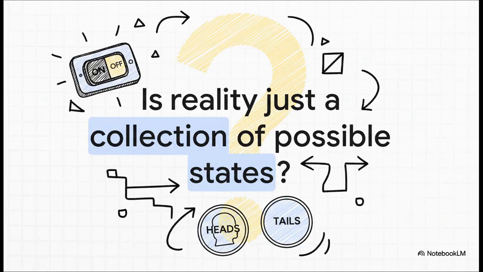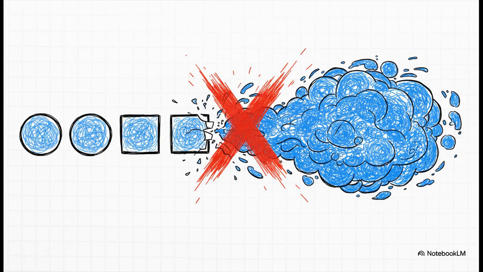So, just think about the world around you for a second. You know, a light switch is either on or it's off. A coin flip gives you either heads or tails. It feels totally obvious that reality is just a collection of distinct states, right? It's one thing or another. Well, it turns out that on the most fundamental level, that simple, intuitive idea is just completely wrong.